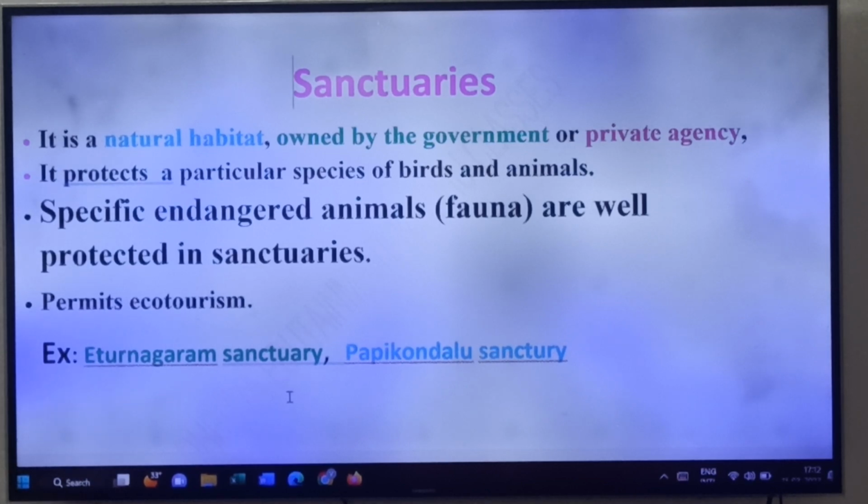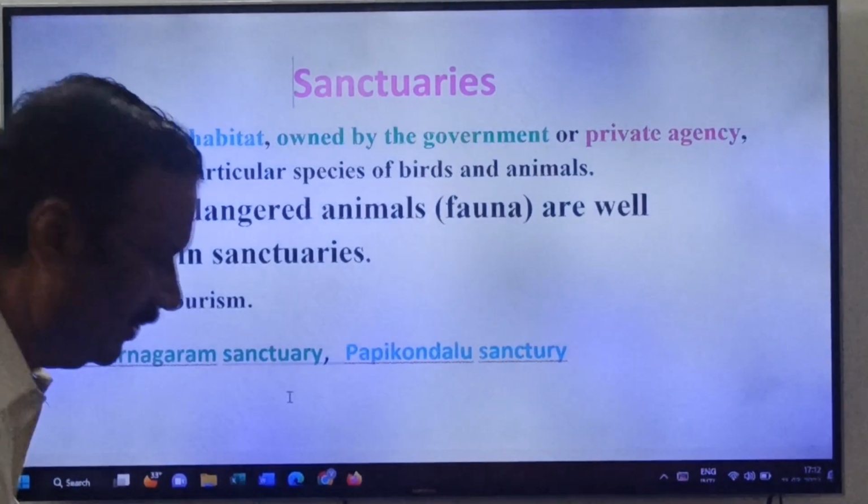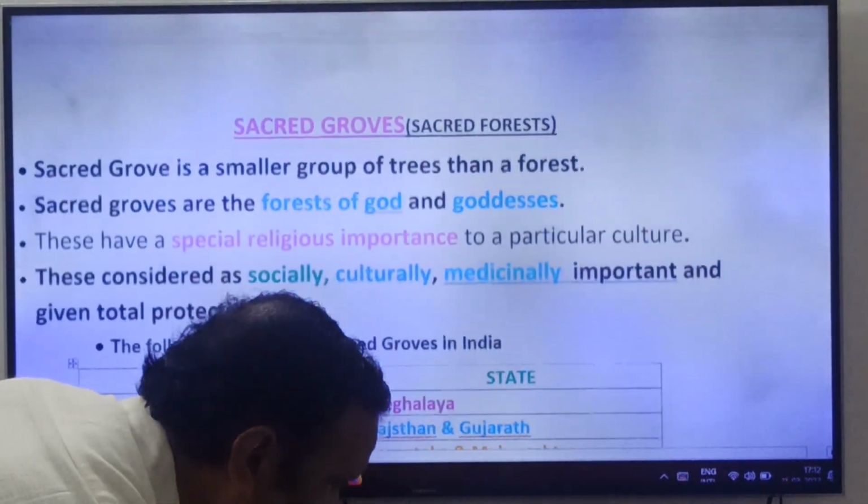See, specific endangered fauna. Fauna means what, friends? Animals. Specific endangered animals are well protected in sanctuaries. It permits ecotourism. Sanctuaries permit what, friends? Ecotourism. For example, you see, friends, Eturnagaram Sanctuary and Papikondalu Sanctuary. Okay, friends. Now last one, friends, sacred groves.